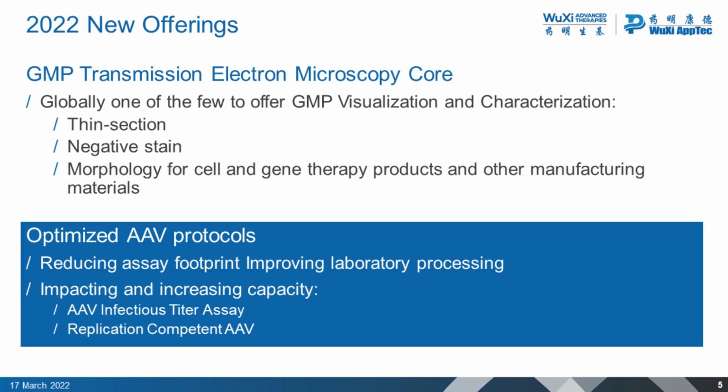And then we're currently optimizing our AAV protocols. Those will be online the quickest in terms of our pipeline. We're focused on reducing assay footprint for our assays, specifically these AAV protocols, and improving laboratory processing. Part of that is, again, that sustainable growth, so that we can positively impact our capacity, have more efficient handling in the laboratory, and more sustainable throughput for our AAV infectious titer assays and our replication competent AAV testing.